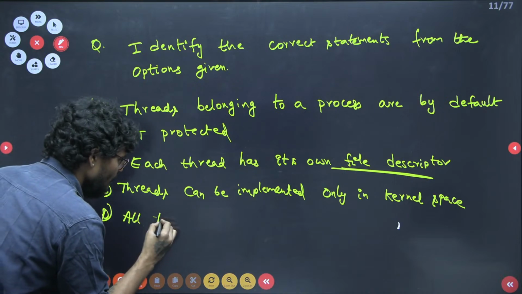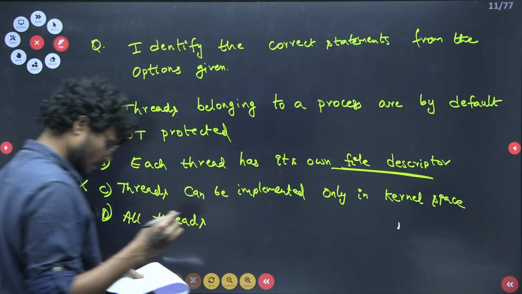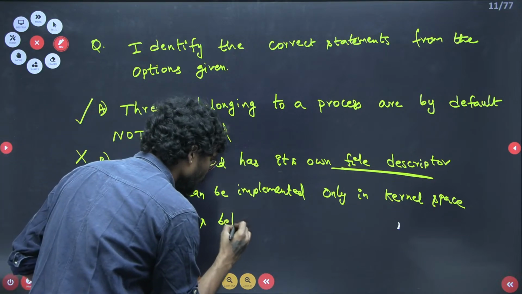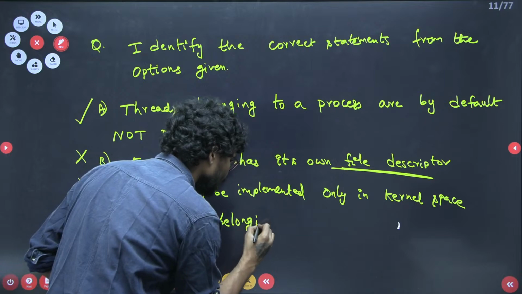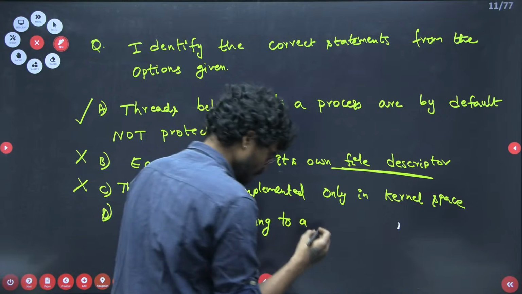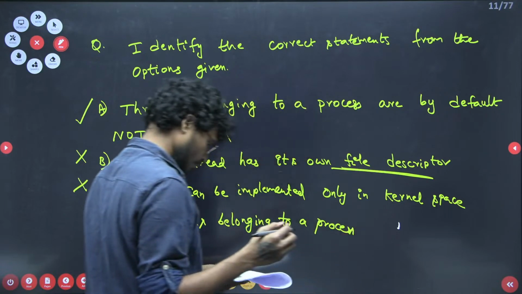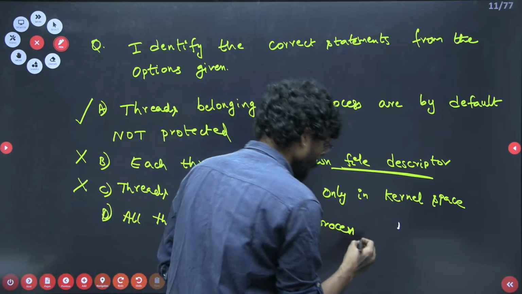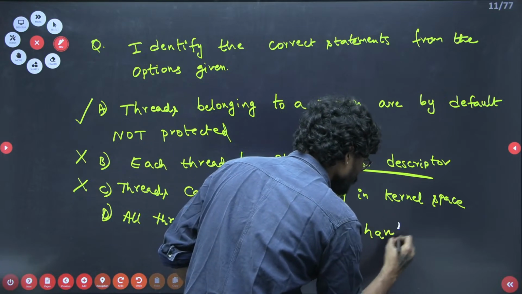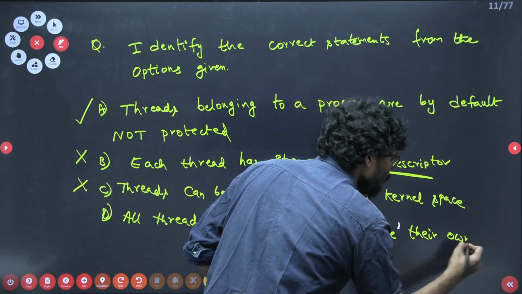Option D says all threads belonging to a process have their own stacks.